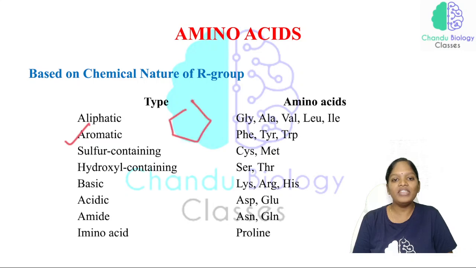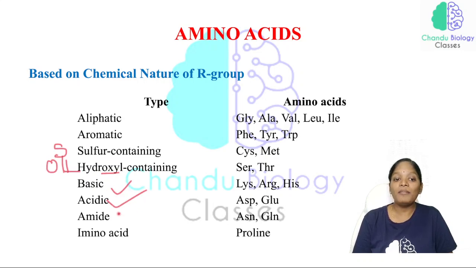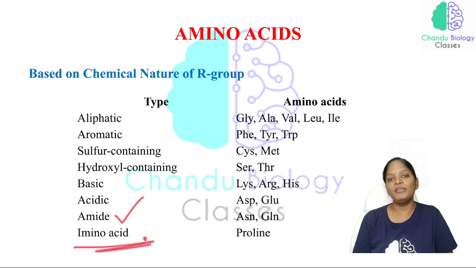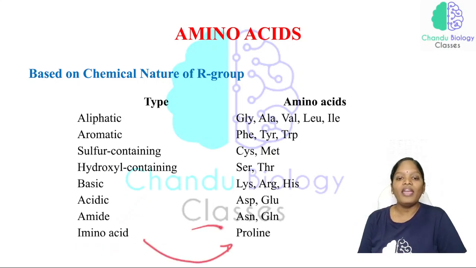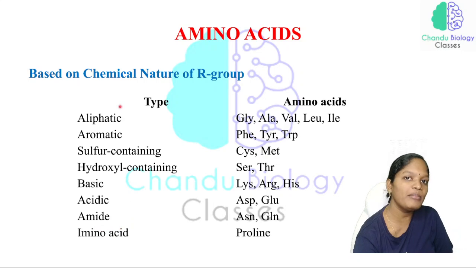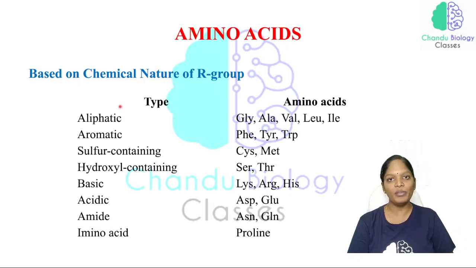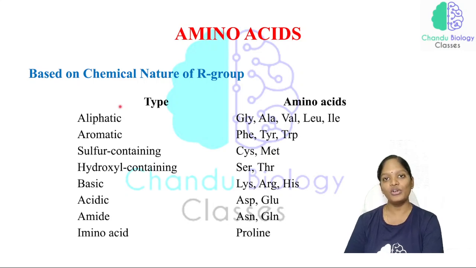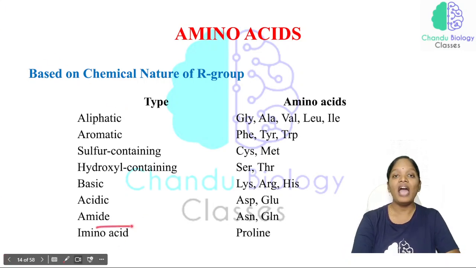Aromatic in the sense they are having a ring, that is the benzene ring in their structure. So sulfur containing amino acid, hydroxyl containing, that is hydroxyl OH, and basic amino acid, acidic amino acid, amide amino acid, amino acid because of the presence of an amino group. And also see, amide amino group: already in their basic structure amino acids have an amino group. In addition to one amino group, they are also having certain other amino groups predominantly in that particular structure. That's why we are calling this particular group an amide amino group.